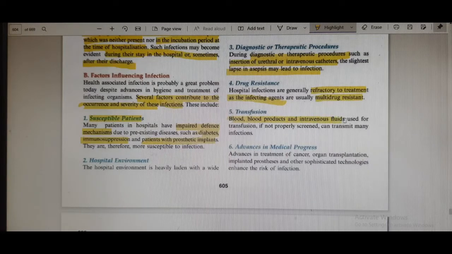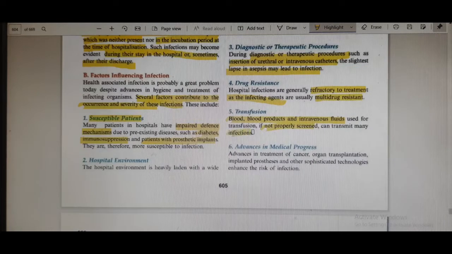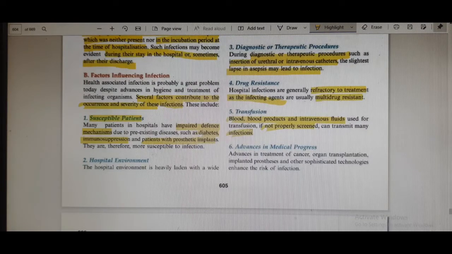Transfusion. Blood products, intravenous fluids used for transfusion, if not properly screened, can transmit many infections. So these blood products and intravenous fluids that are transfused to the patient should be kept very sterile and should be monitored and screened properly. If it isn't done properly, there are chances of getting infection from the blood transfusion also, like the ones we commonly know about, HIV, HCV. These are the blood products and intravenous fluids that can cause infection to other people or the non-HIV people. So that could also be a factor of infection.